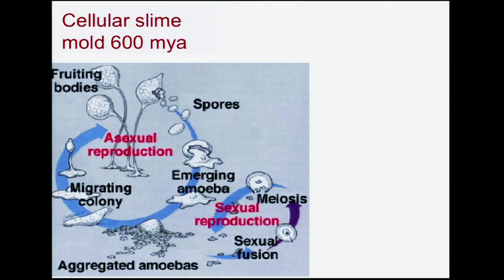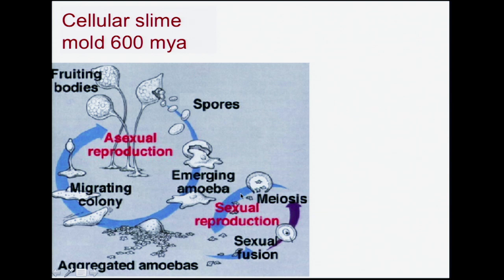We can look at modern slime molds and see some fascinating aspects of their life history that show how the origins of multicellularity could have taken place. So let's start with the asexual reproduction of what's called cellular slime mold. These release spores, and the spores then develop into amoeba. The amoeba then undergo meiosis, and they reproduce sexually with each other.